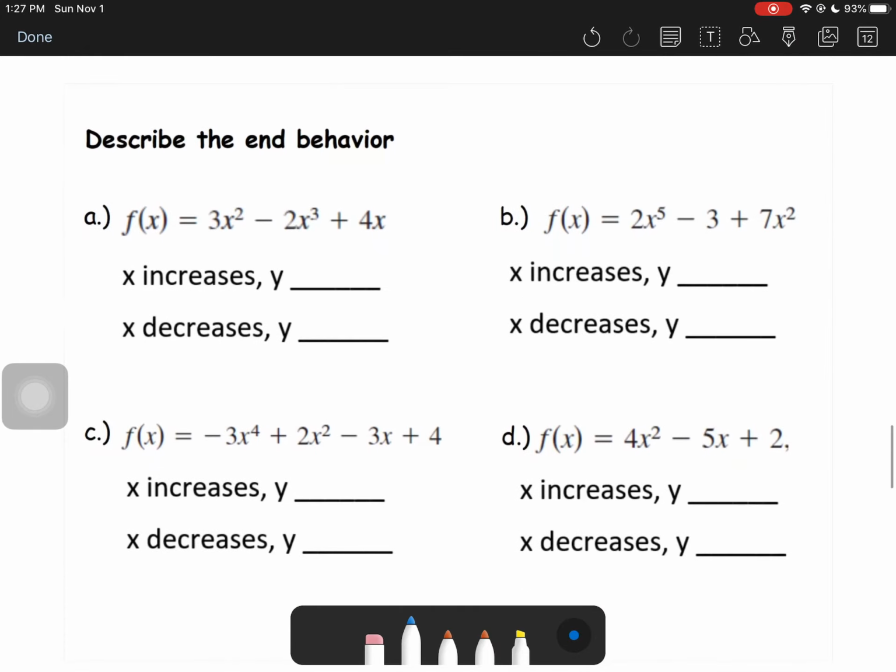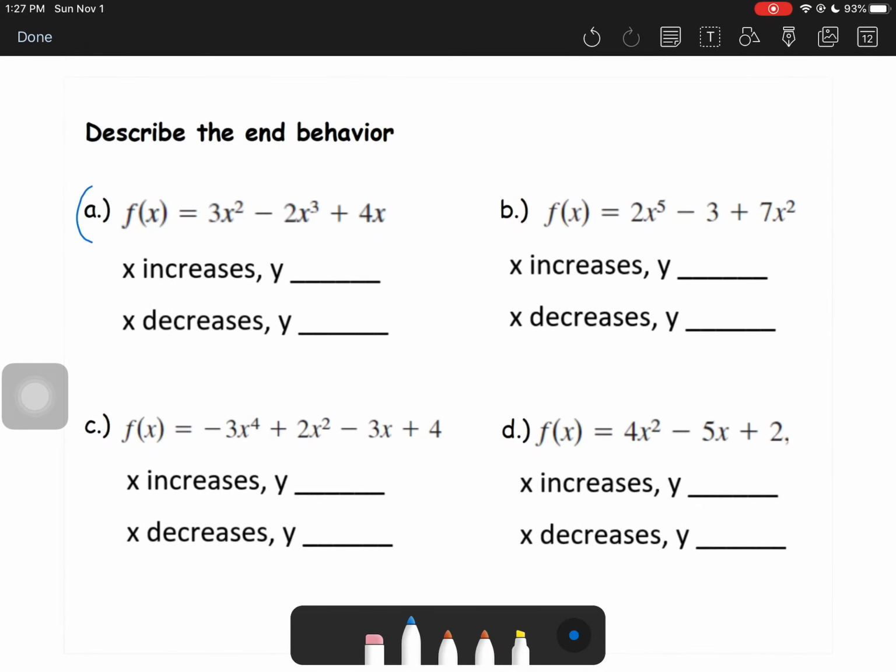So we're going to do letter A and then ask you to do B, C, and D as your practice problems. So first thing we have to do is put our function into standard form. So we have negative 2x cubed, we have 3x squared, and we have positive 4x. This is to the 3rd power, so it is an odd function. In other words, it's going to look like a line every single time, but it is negative.